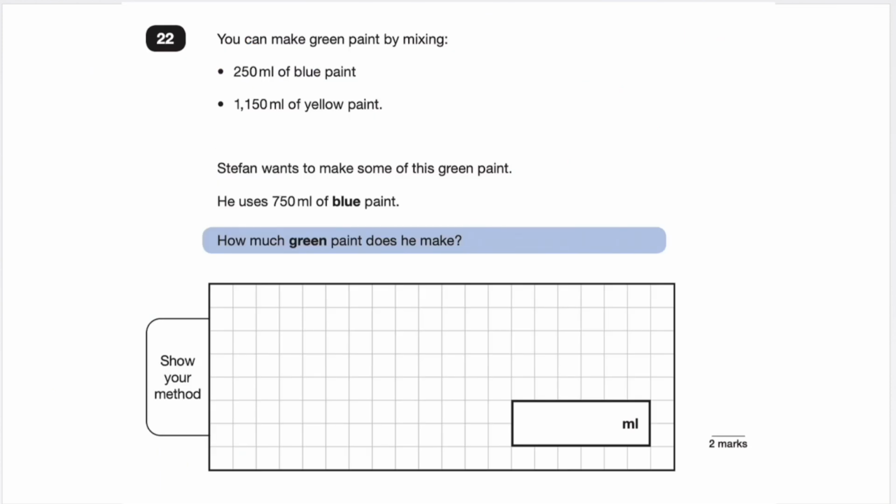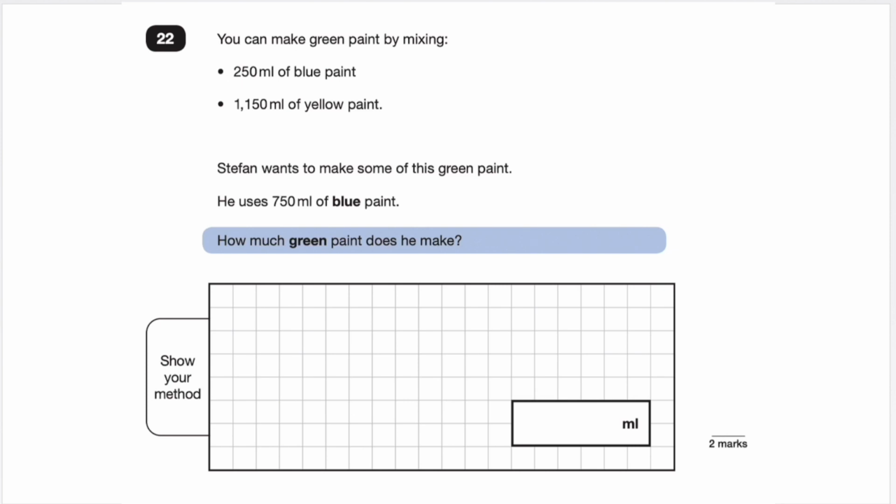Question 22 says you can make green paint by mixing 250 milliliters of blue paint and 1,150 milliliters of yellow paint. And I dare you to go and do this after watching this video at home in your living room. Parents, thank me later. Then it says Stefan wants to make some of this green paint. But Stefan uses 750 milliliters of blue paint. He must need a lot. How much green paint does he need?